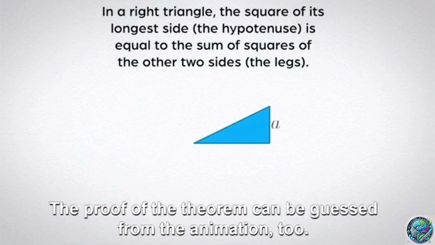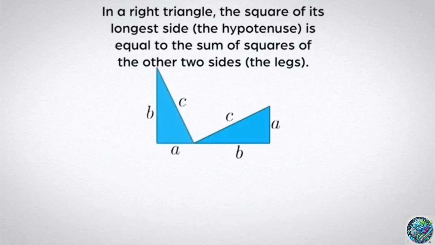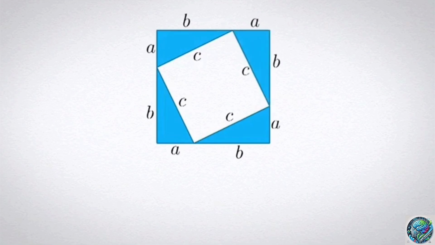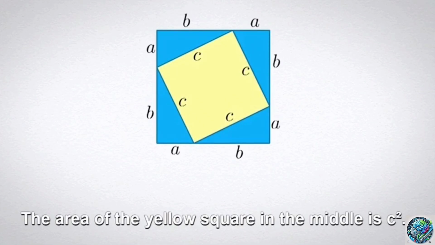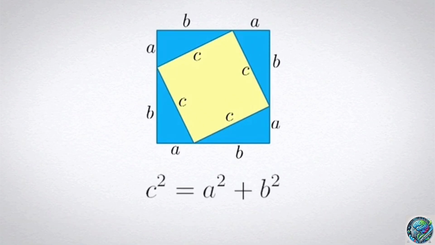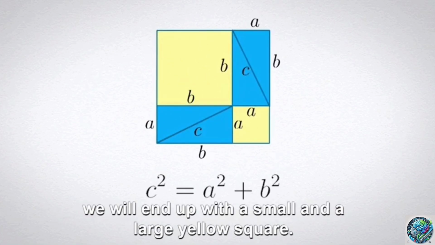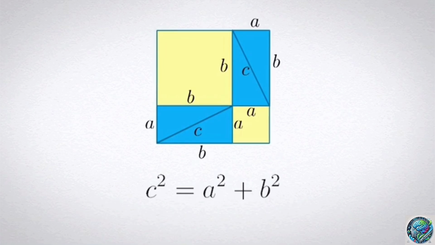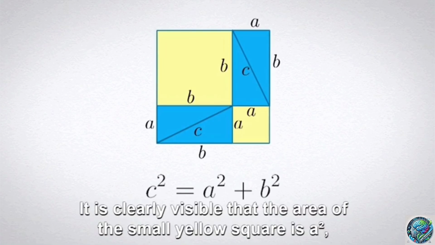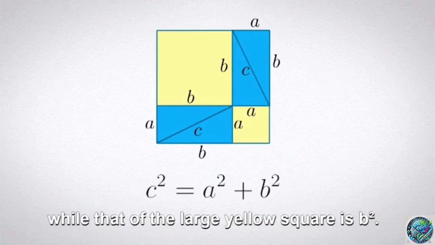The proof of the theorem can be guessed from the animation 2. The area of the yellow square in the middle is c squared. If the blue triangles, ABC, are rotated well, we will end up with a small and a large yellow square. It is clearly visible that the area of the small yellow square is a squared, while that of the large yellow square is b squared.